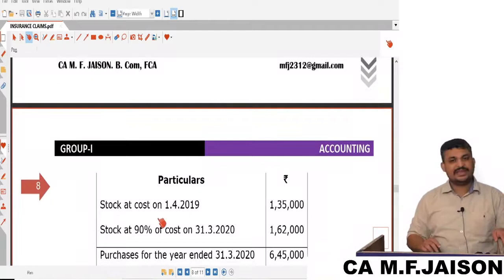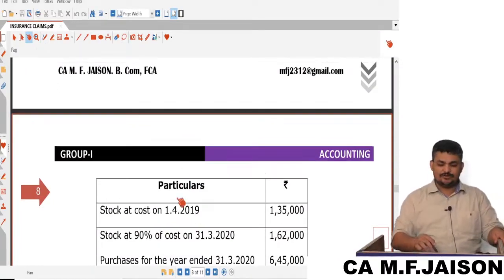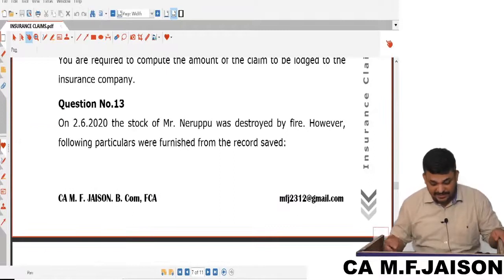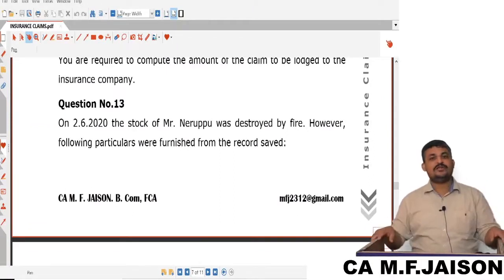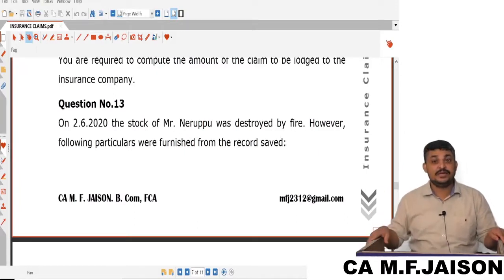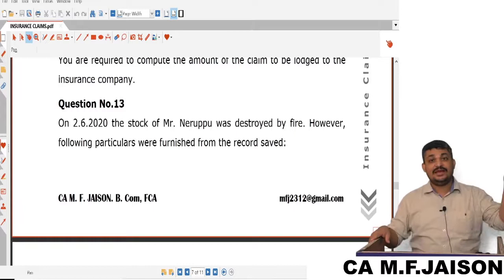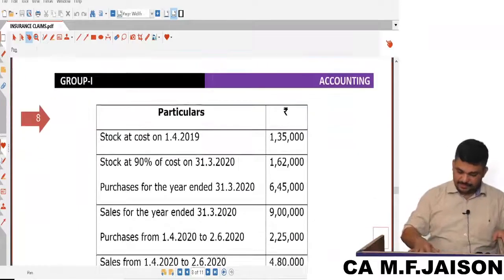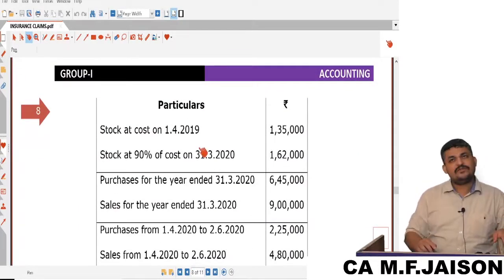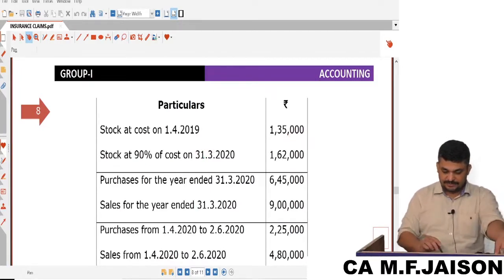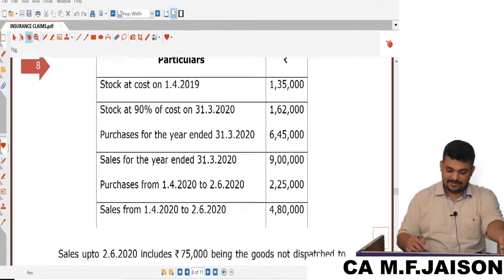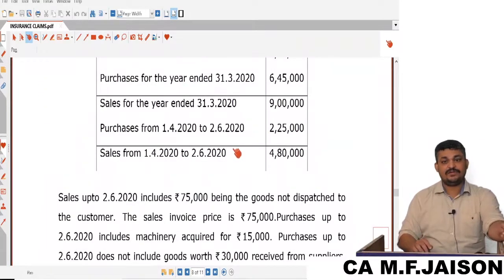The moment I see stock on 1/4/19, immediately I conclude that this particular business is having a financial year. So 2nd June 2020 fire accident occurred means what? 2021 is the fire. What is the previous year? 1920 is the previous year. Anyway, 1/4/19 means 1920. So 1920 opening stock given, then 1920 closing stock given. Purchases for 1920. Sales for the year 1920. Purchases for 2021 till date of fire.